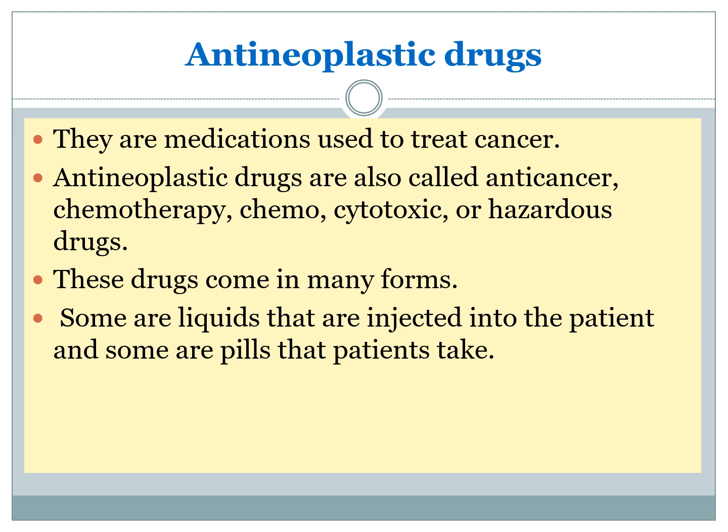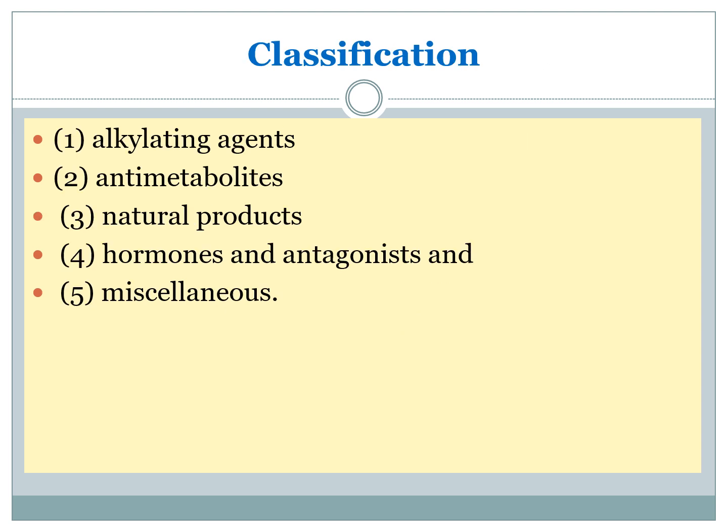Antineoplastic drugs are medications used to treat cancer. These drugs are also called anti-cancer, chemotherapy, chemo, cytotoxic, or hazardous drugs. These drugs come in many forms. Some are liquids that are injected into the patients, and some are pills that patients take. The classification of antineoplastic drugs includes alkylating agents, antimetabolites, natural products, hormones and antagonists, and miscellaneous.